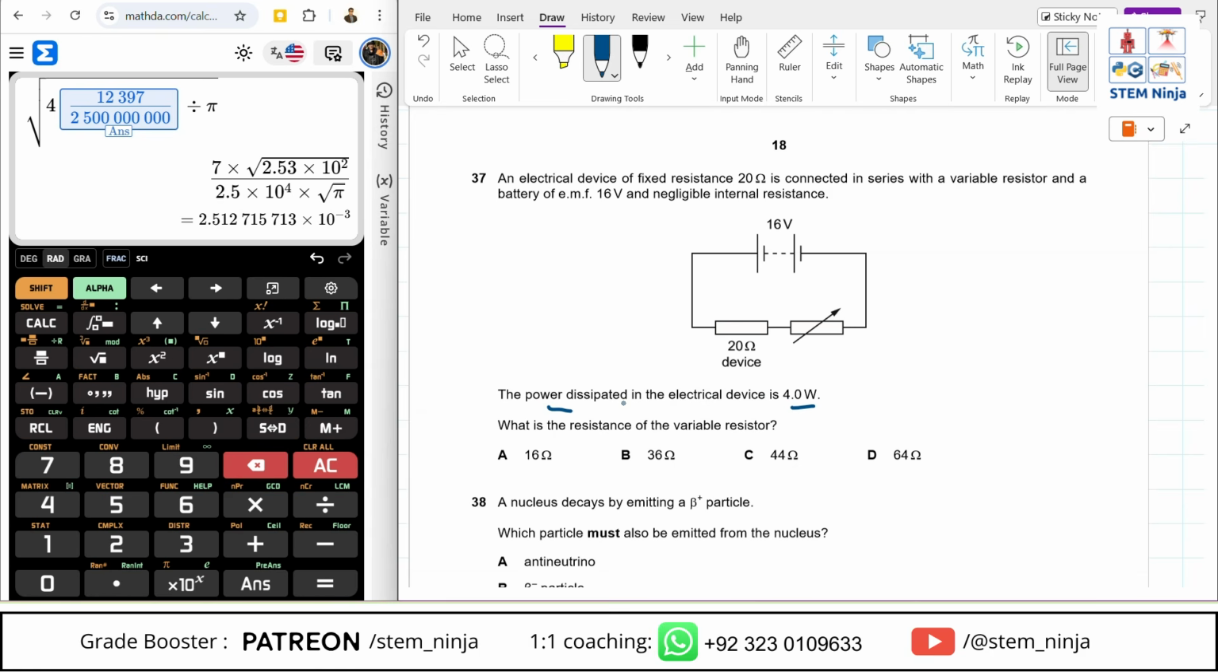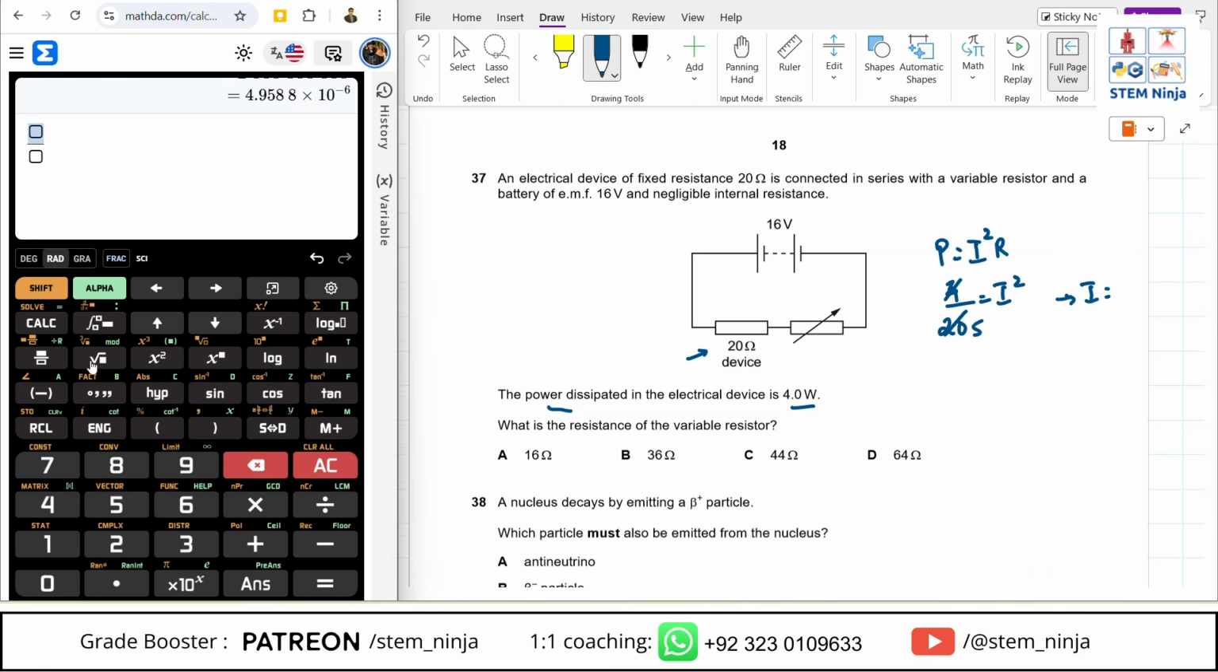Okay, so power dissipated in the electrical device, P is equal to, let's say, I squared R. This can tell us about the current flowing through it. So 4 divided by 20 is I squared, so 1 over 5. So I is basically the square root of 1 divided by 5. So this is 0.4472.